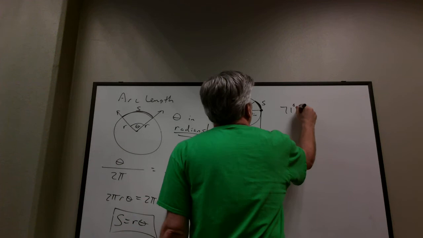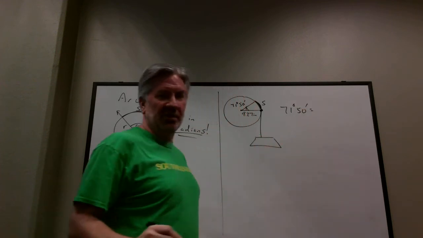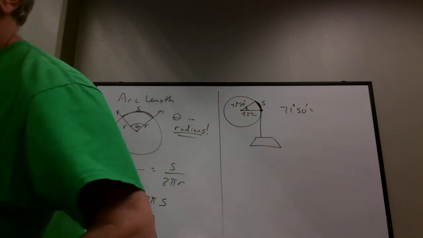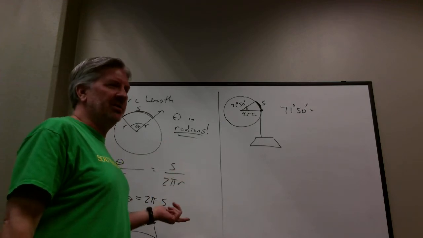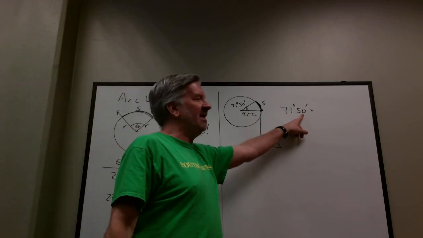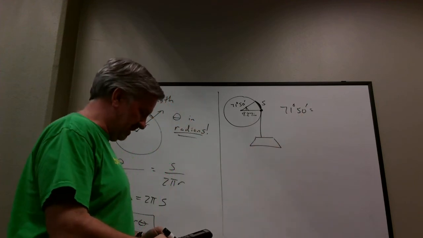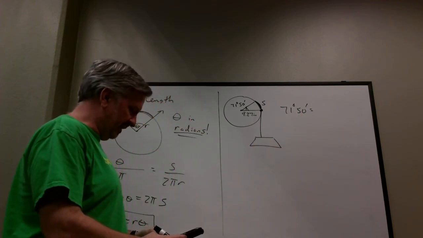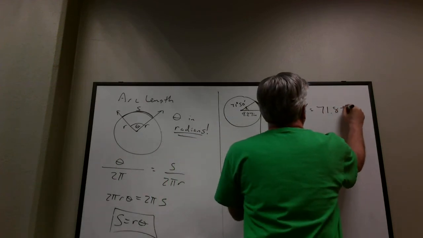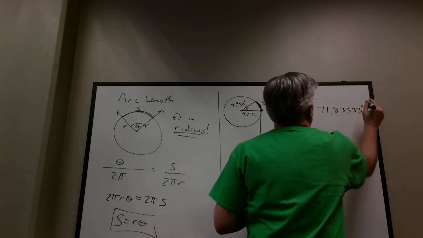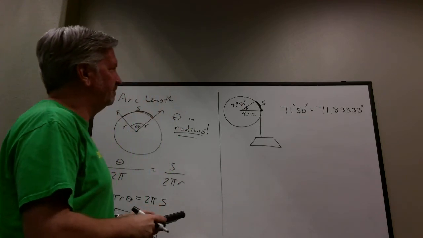So 71 degrees 50 minutes. First, what you want to do is change that to decimal degrees. Remember, when we go from degrees to radians and radians to degrees, we never involve minutes. So first we want this in decimal degrees. That's 71 plus 50 over 60, which is about 71.8. I'm going to use a lot of decimals here. It's a bunch of threes, right?